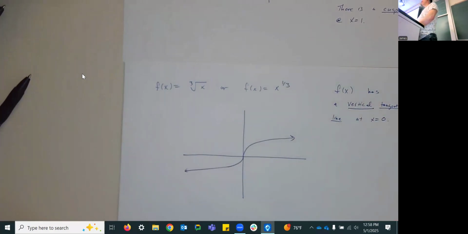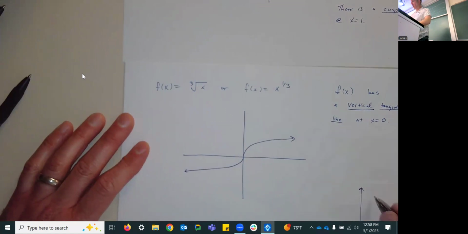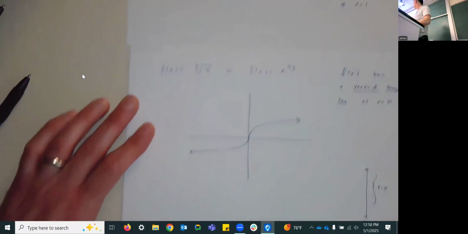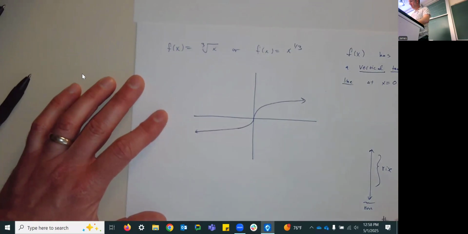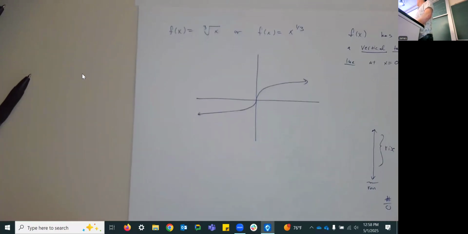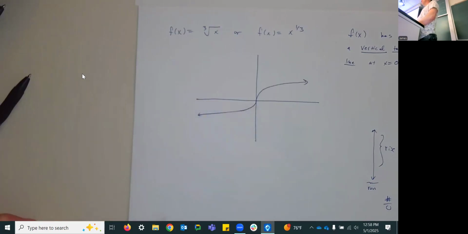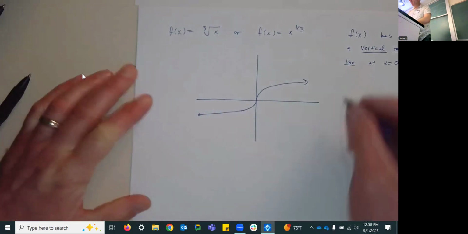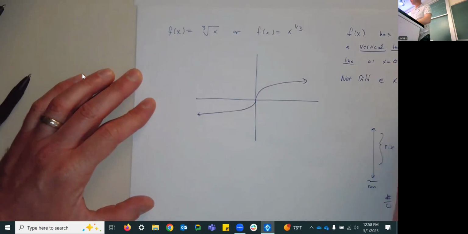What's the slope of a vertical line? Let's see. If I draw a vertical line, I've got a whole lot of rise over how much run? 0 run. The rise over run is like a number divided by 0, which is undefined. So even though this function is smooth, the fact that it has a vertical tangent line means it is not differentiable at x equal to 0.